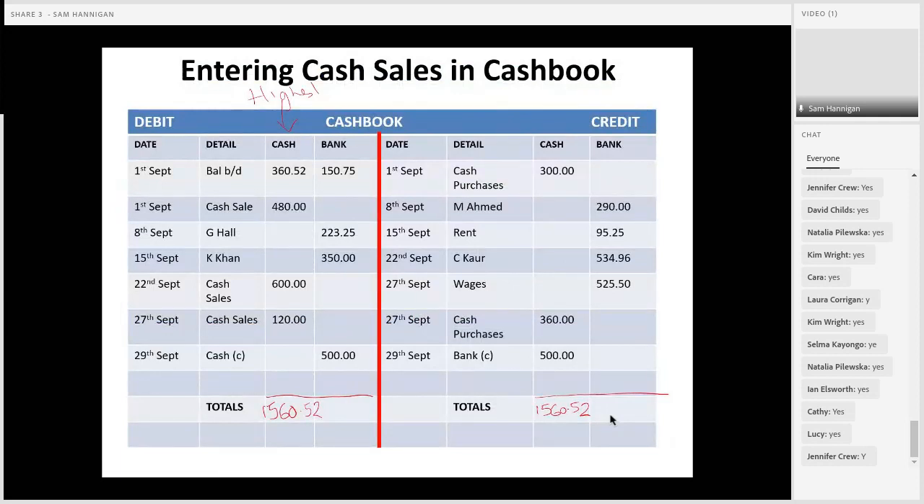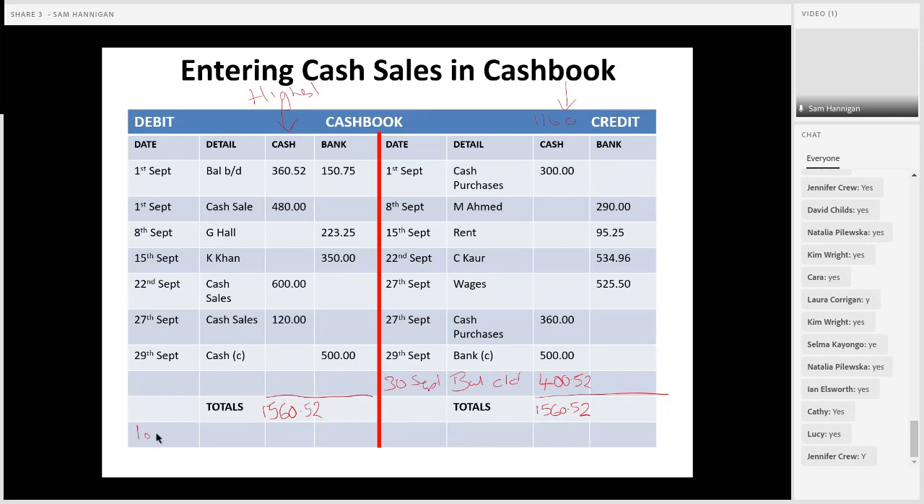Okay, then what we're going to do is total up the cash column on the credit side. So you've got 300 plus 360 plus 500. Okay, so that totals 1160. Take 1160 off your 1560.52, which gives me £400.52. That is the figure I write in the cash column, and that is my balance carried down figure at the 30th of September, okay?